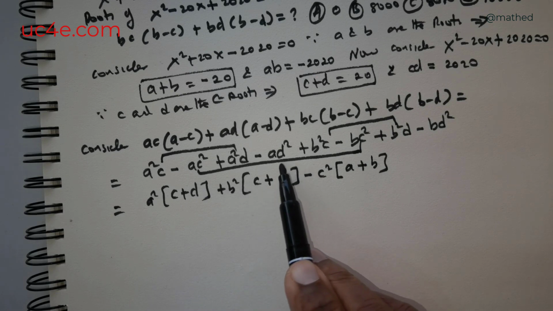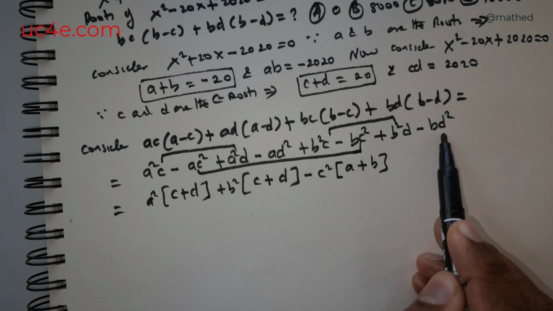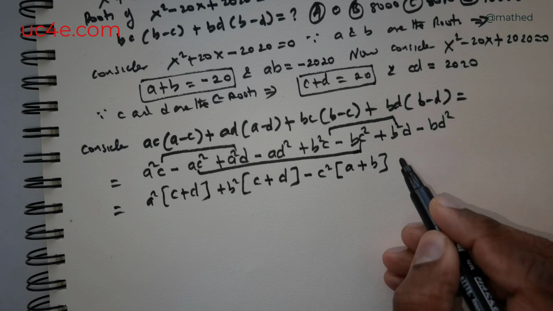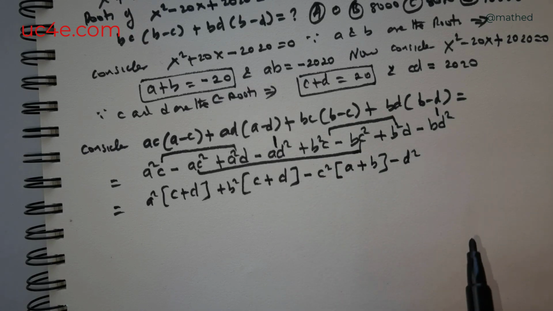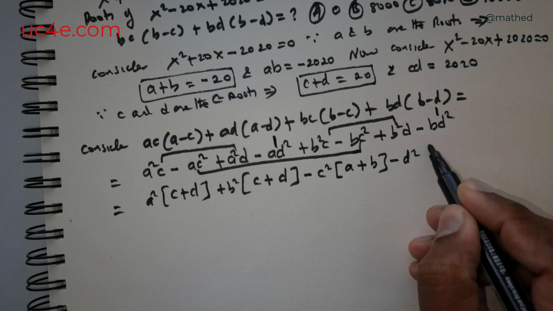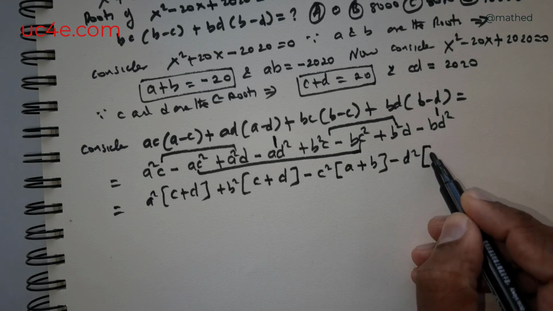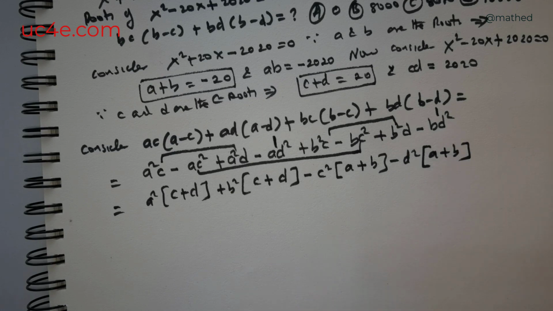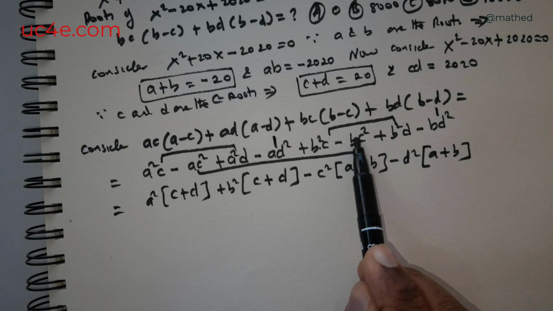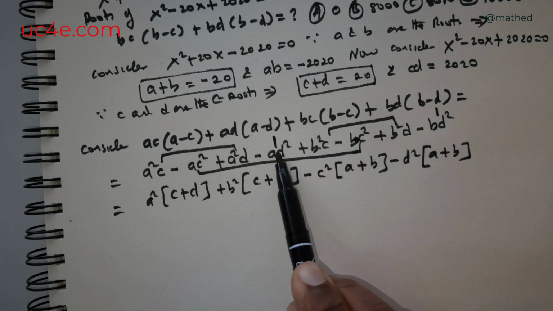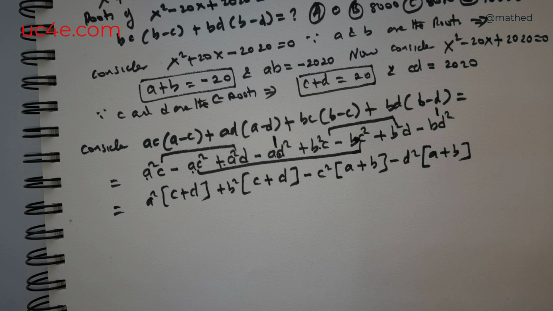And what else remains? I've got AD squared and negative BD squared. If I club this with this and this, I would have D squared (A + B) out, right? So this is what I have got. I've taken care of this and this, this is also done, this is done, and everything is exhausted. That's fine.